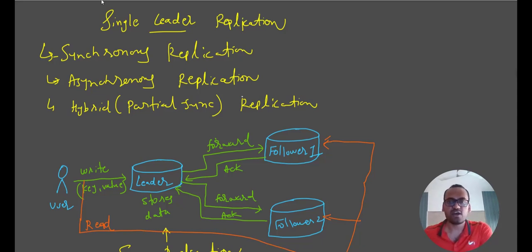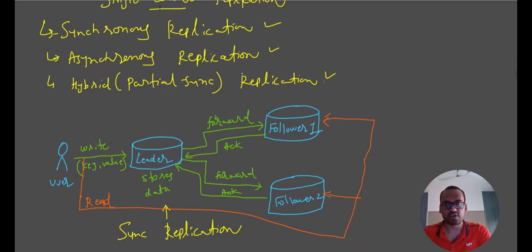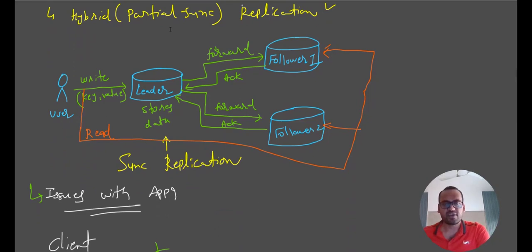First of all, let's understand how many types of replications exist, or ways we can replicate the data. First, there is synchronous replication. Then there is asynchronous replication and hybrid replication. Hybrid is usually called partial sync replication. Fine. So this is a very basic diagram of how replication works.